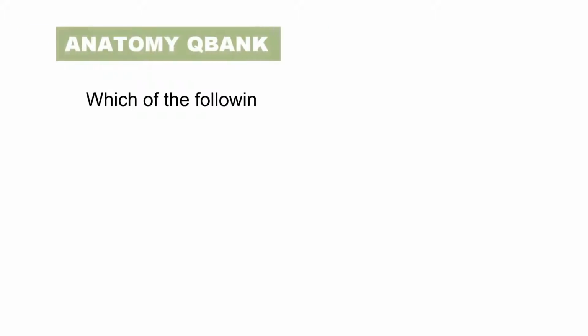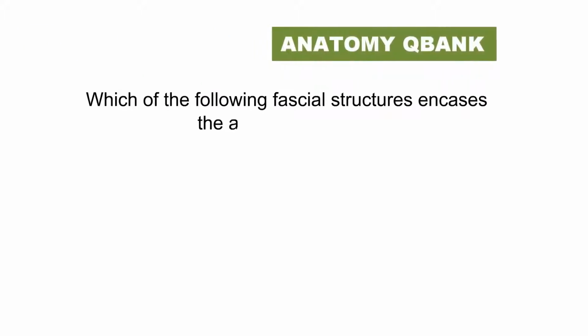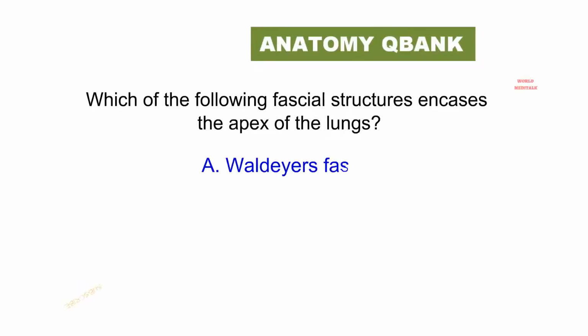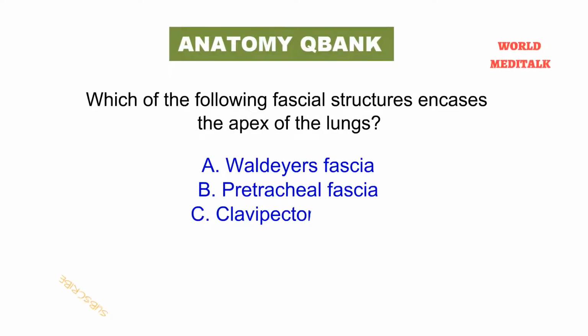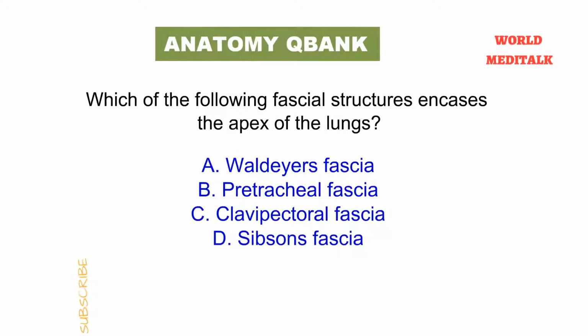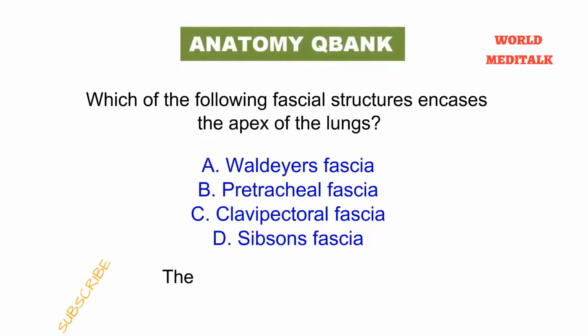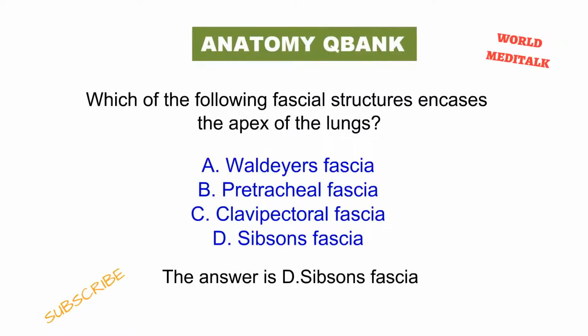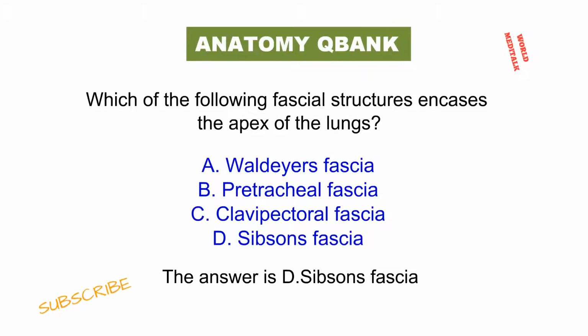Which of the following fascial structures encases the apex of the lung? Welder's fascia, pretracheal fascia, clavipectoral fascia, Simpson's fascia. Simpson's fascia overlies the apex of both lungs. This is also called the suprapleural membrane or suprapleural fascia.